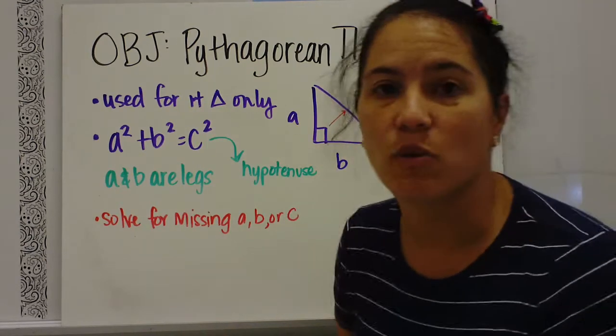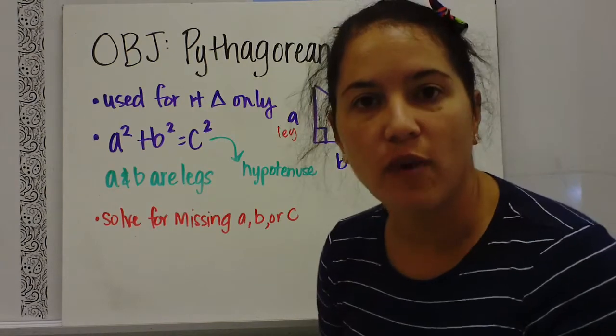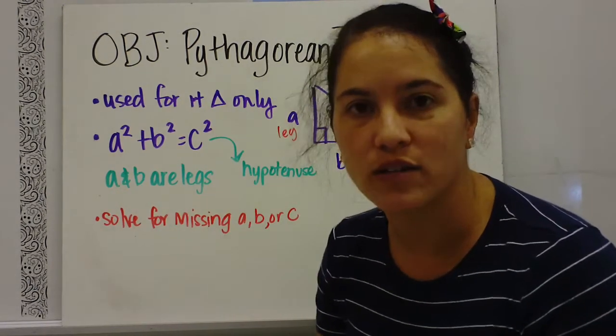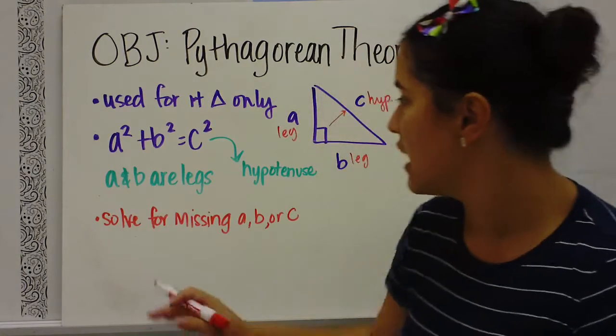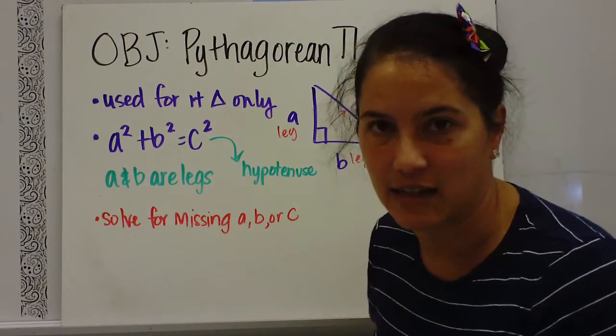The two legs are the ones that make up the right angle. So wherever your right angle is, the two attached to the right angle are the legs, and the side across from the right angle is your hypotenuse. And I'm going to show you today how to find missing sides A, B, and C.